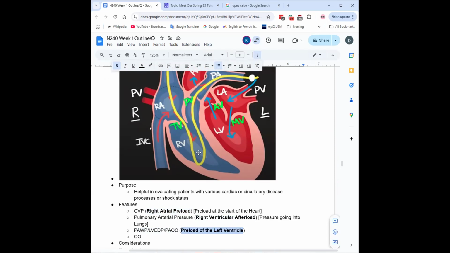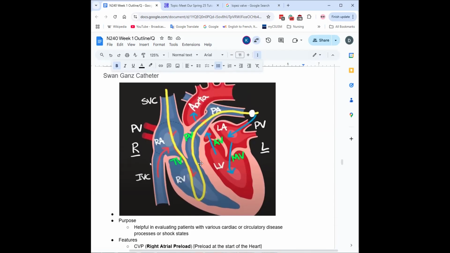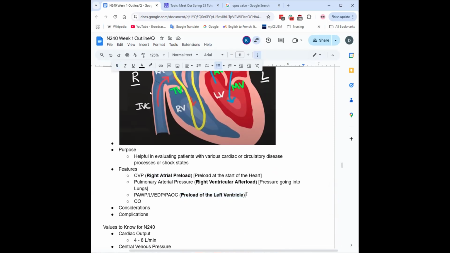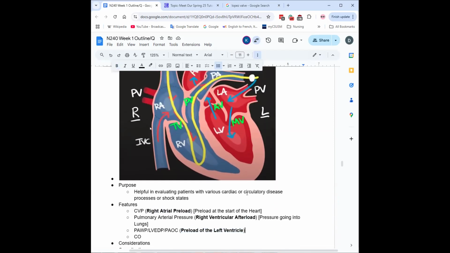So it's easier to just kind of know that the balloon being on means you get the pressure on the left side of the heart. Yeah, it's above your pay grade. You don't have to know this. It's way above your pay grade. You won't be tested on anything like that. This was something a lot of us were confused about, and it was never that deep.